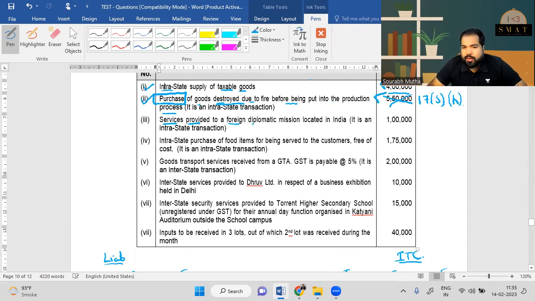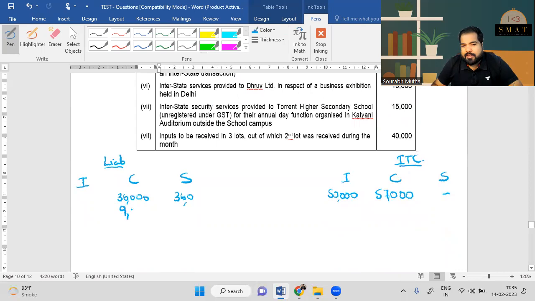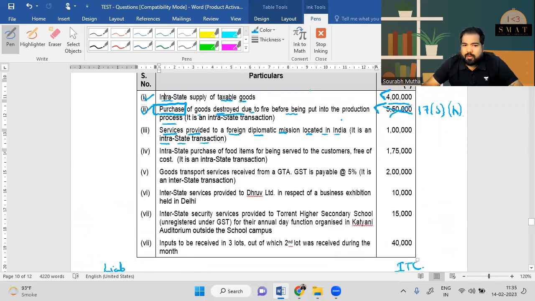Services provided to a foreign diplomatic mission located in India. It is an intra-state transaction. You have provided services to a foreign diplomatic mission. Remember, an exemption applies if the foreign diplomatic mission provides services, but you are providing services, so obviously you will charge GST, 1 lakh intra-state. So 9% is 9,000 and 9,000. This one is also done.